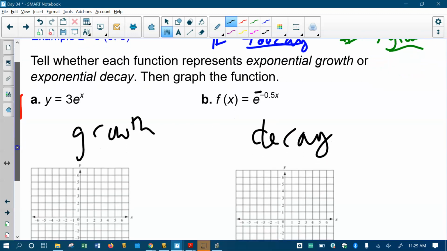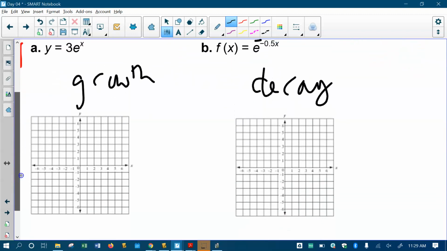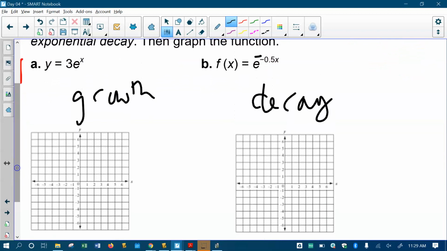And then that's it. You can go ahead and just graph these on your own in the table, and you'll have the graph of the function just plotted on there. And I believe that's it.